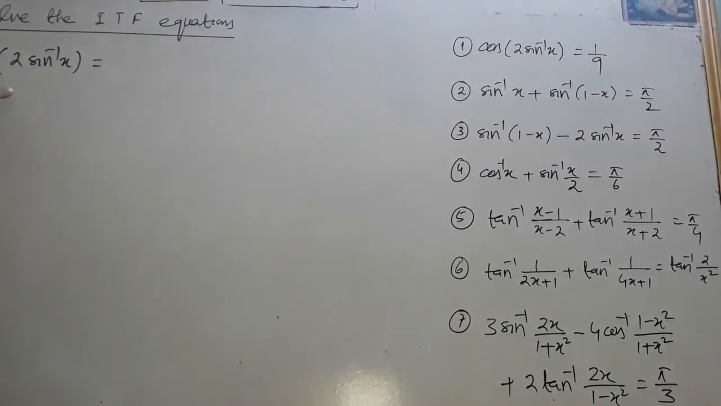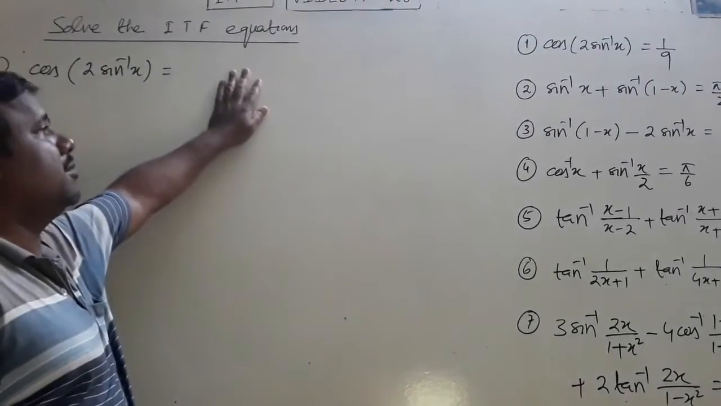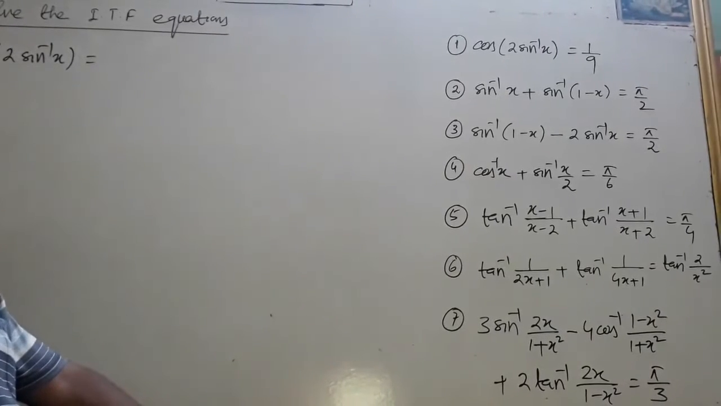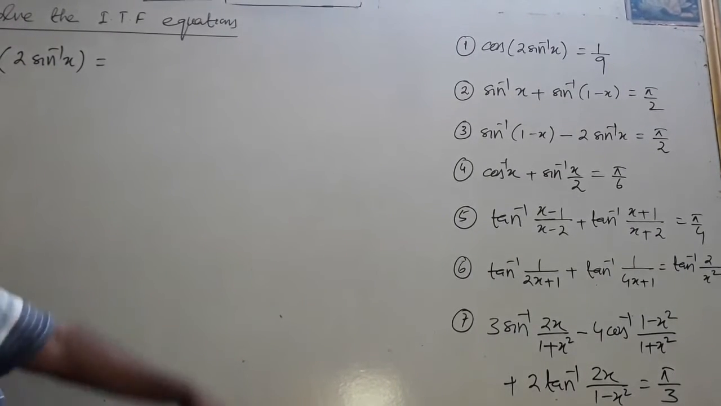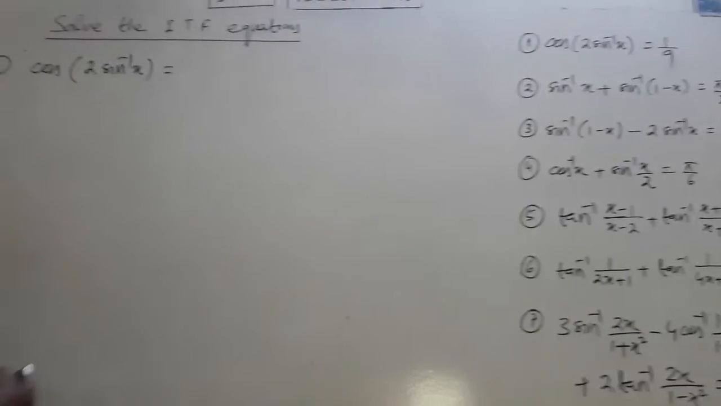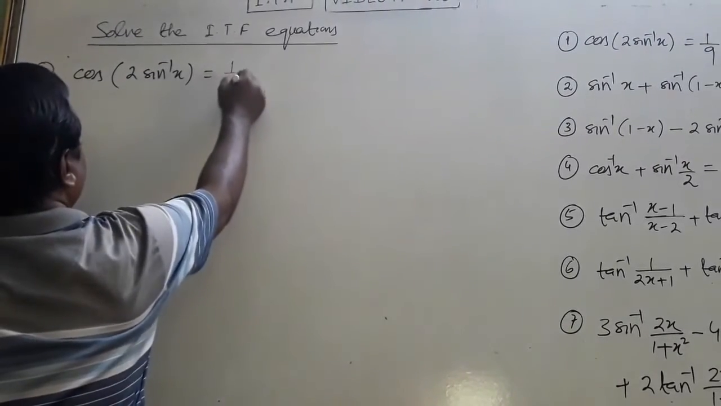And now I am solving the inverse trigonometric function equations. Take the screenshot of these problems. Then look at number 1. This is cos 2 sin inverse x is equal to 1 by 9.